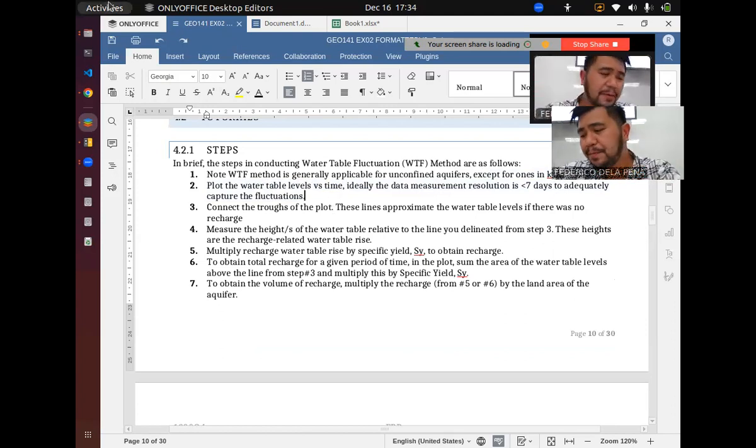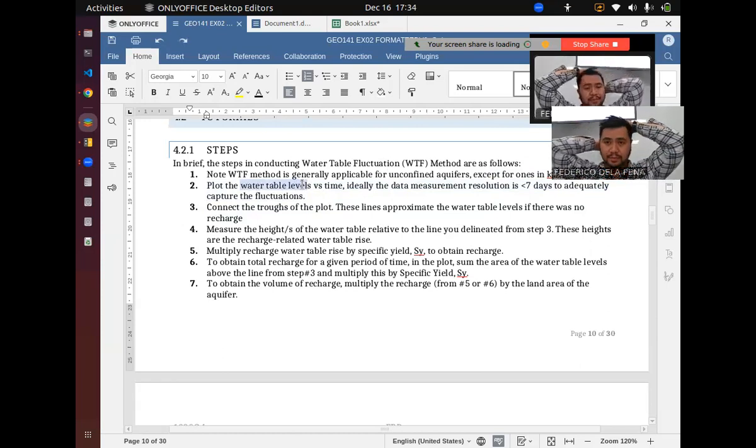You have an aquifer. You know the extent of that aquifer, meaning in terms of area, coordinates. Usually you do some geophysics and some fieldwork mapping to delineate the extent of that aquifer. And then after that, you start drilling some observation wells on that aquifer. And then you measure the water table levels per time.